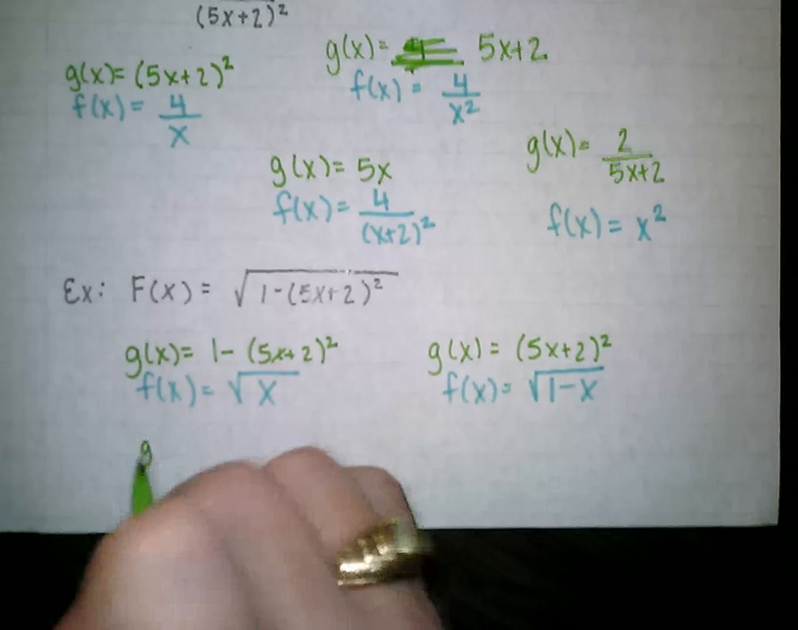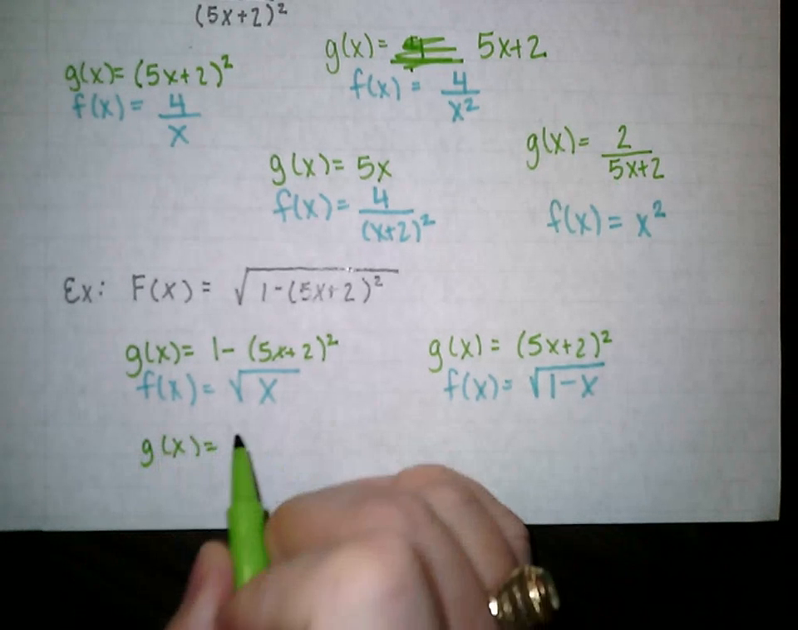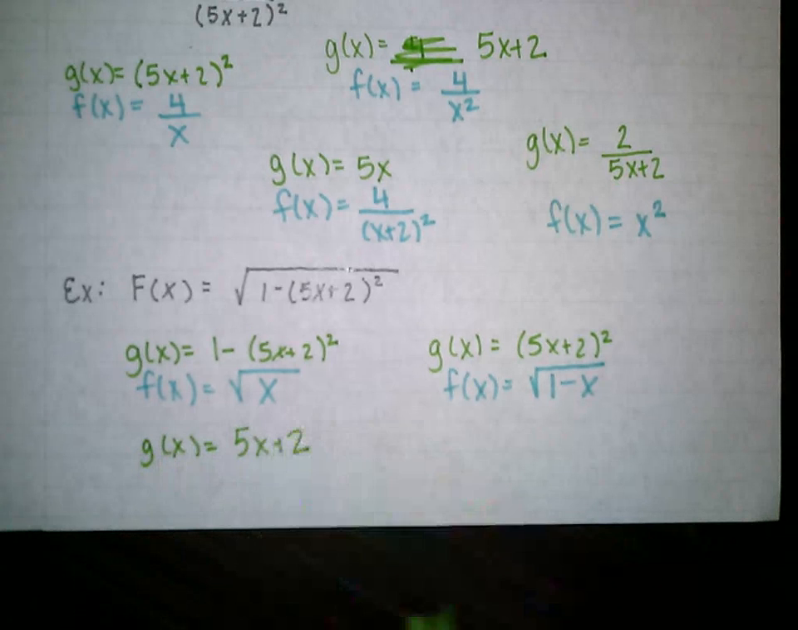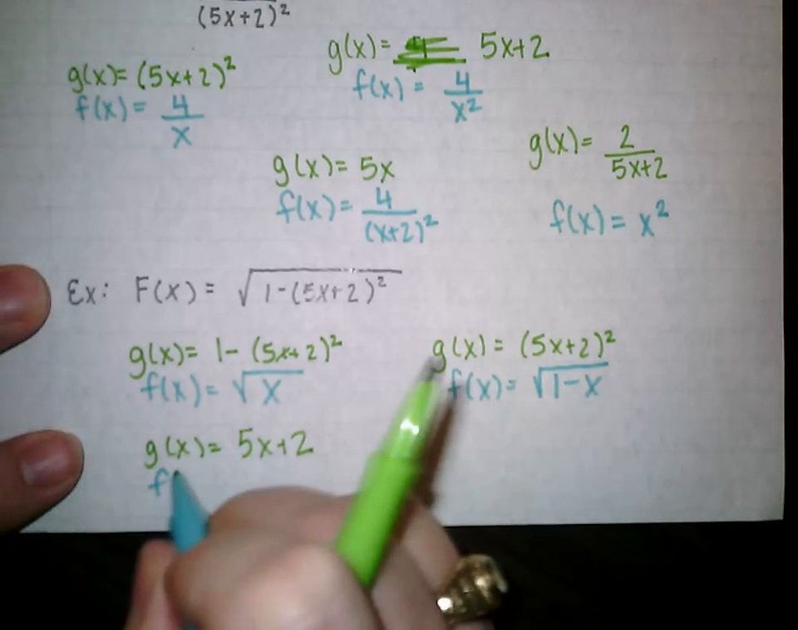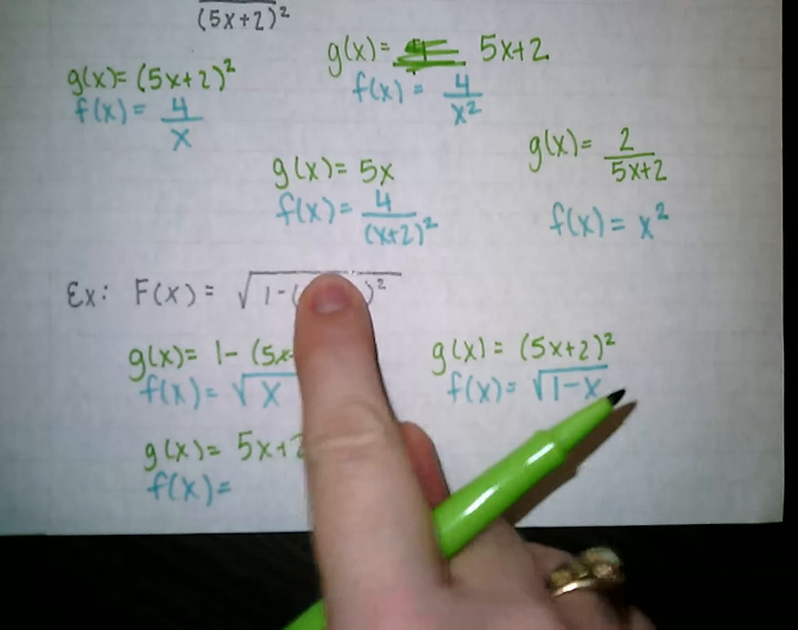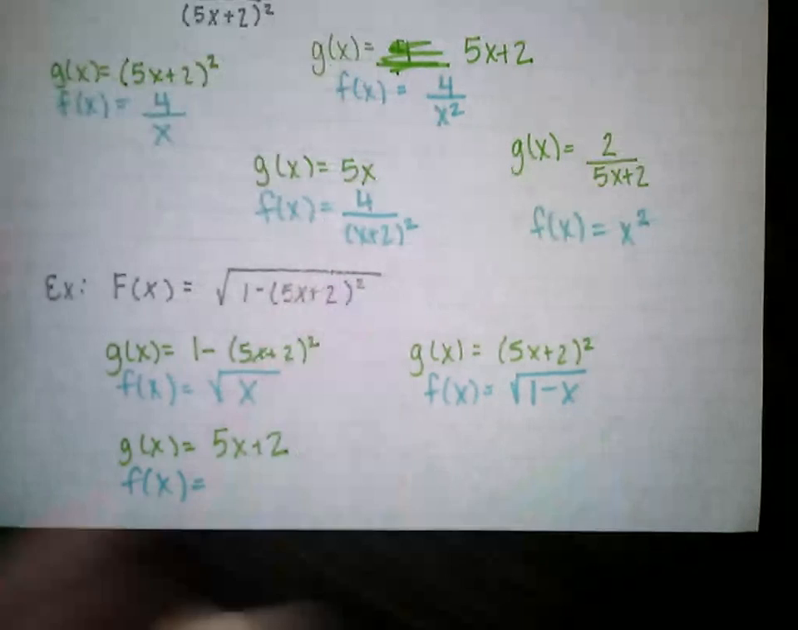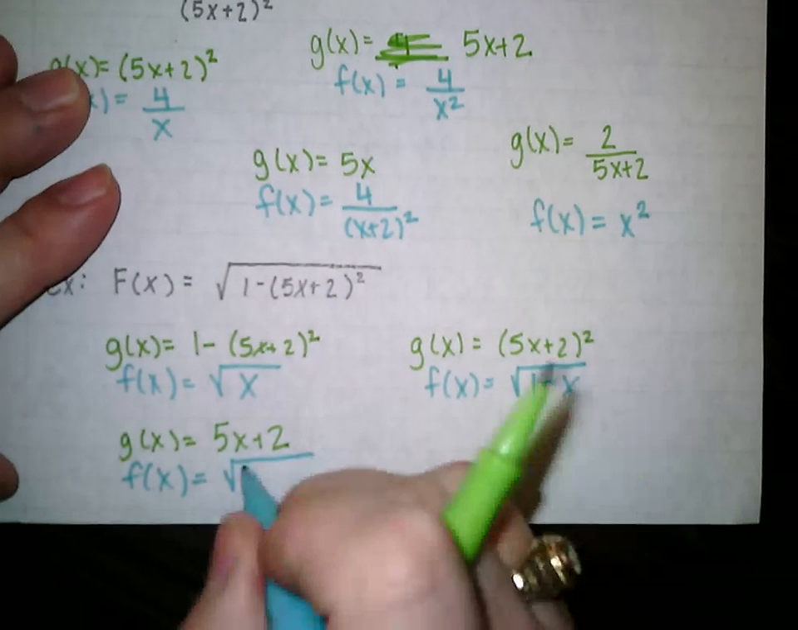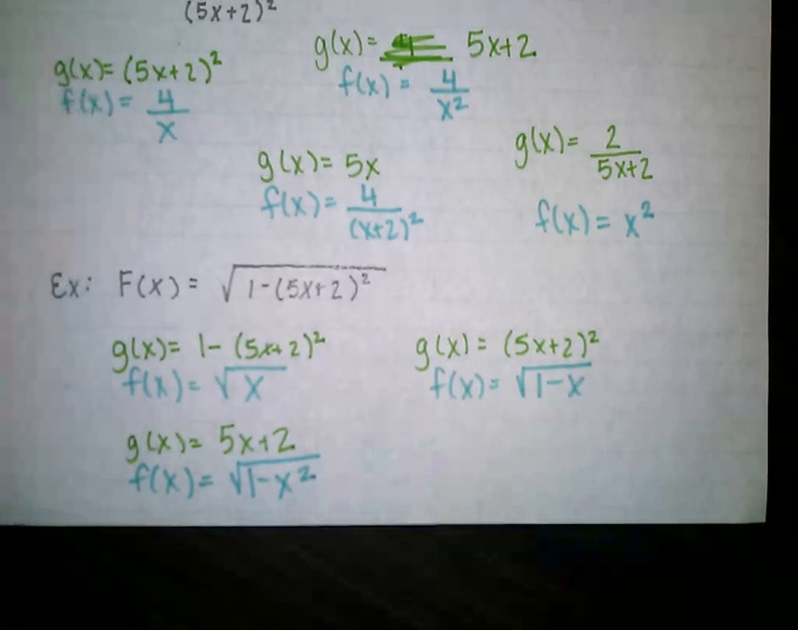Or I could make g of x be 5x plus 2, and then f of x would be, let's see, so now I'm just replacing 5x plus 2, so it would be 1 minus x squared inside the radical. So square root 1 minus x squared.